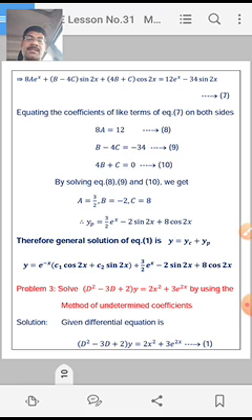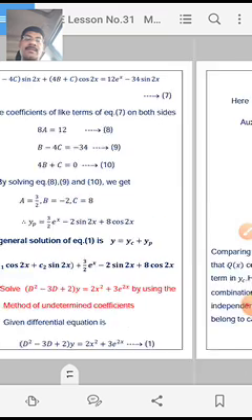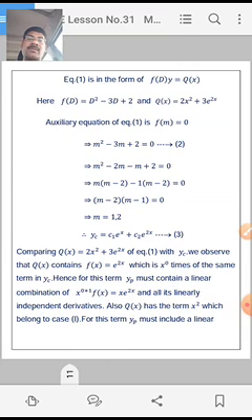Then the next application is: solve the differential equation (d square minus 3d plus 2) y is equal to x square plus 3 e power 2x by using the method of undetermined coefficients. Here this is in the form of f of d into y is equal to q of x. f of d is equal to d square minus 3d plus 2 and q of x is equal to x square plus 3 e power 2x.